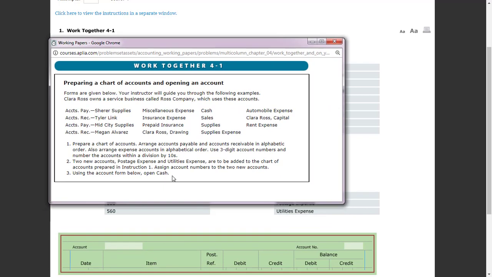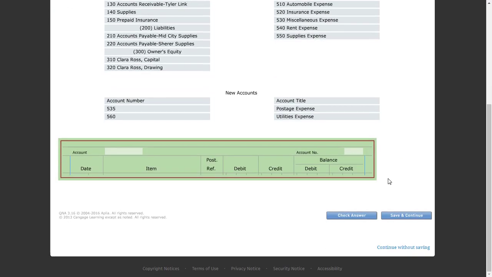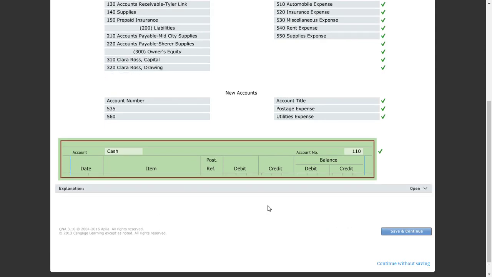My last direction, right here it says, using the accounting form below, open up cash. Okay, well, to open up cash, this is what you need to do. Right here you put the account title. Well, what's the account we're opening? Cash. And then over here you put the account number. And what is cash's account number that we just made? 110. There, you just open up an account for cash in a ledger that we'll be using. Go ahead, check that answer. And try that on your own.